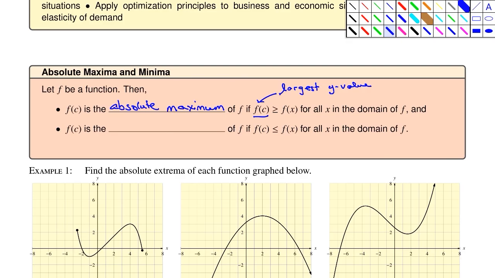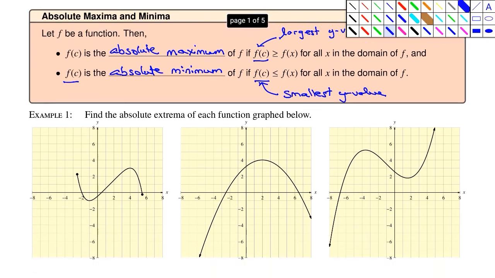On a similar note, suppose we have f of c, and that is called the absolute minimum of f of x if this f of c is the smallest y value. So f of c is less than or equal to f of x for all x in the domain of f. So that's the smallest one. Let's look at this concept graphically first.